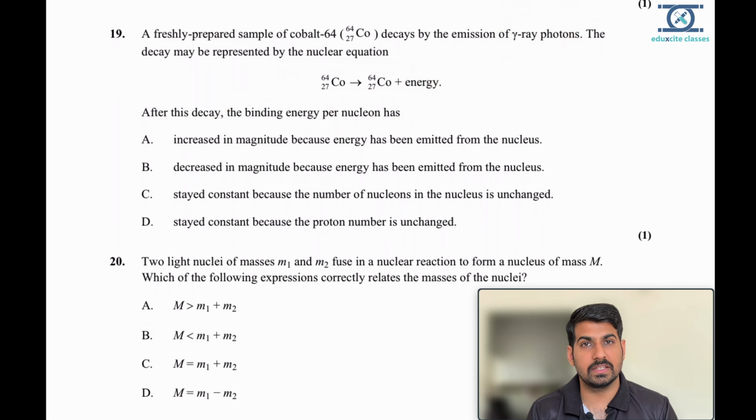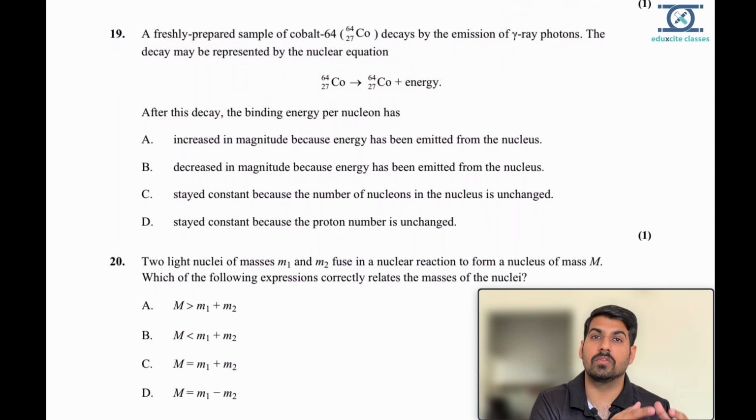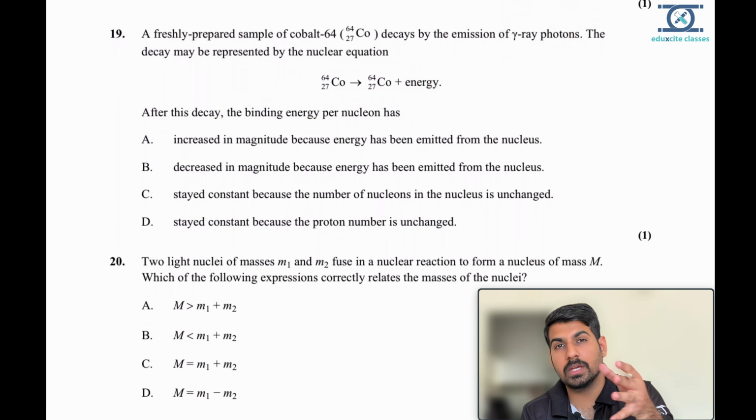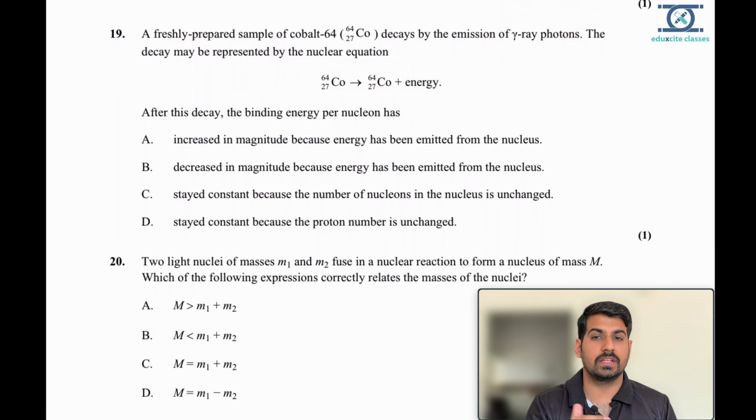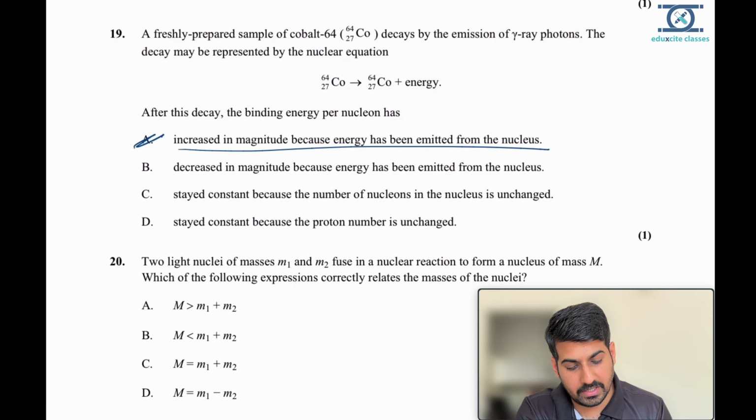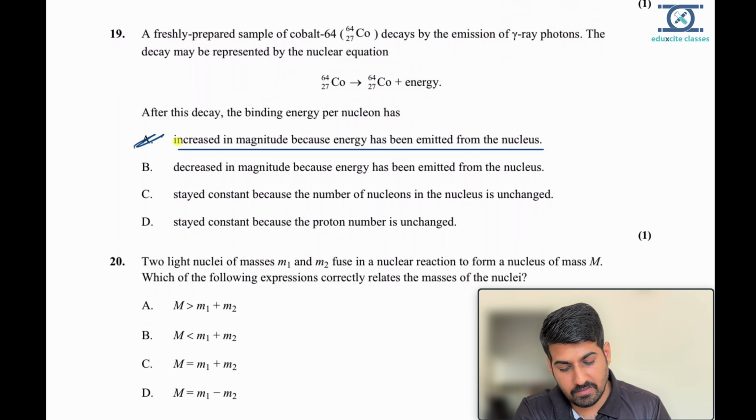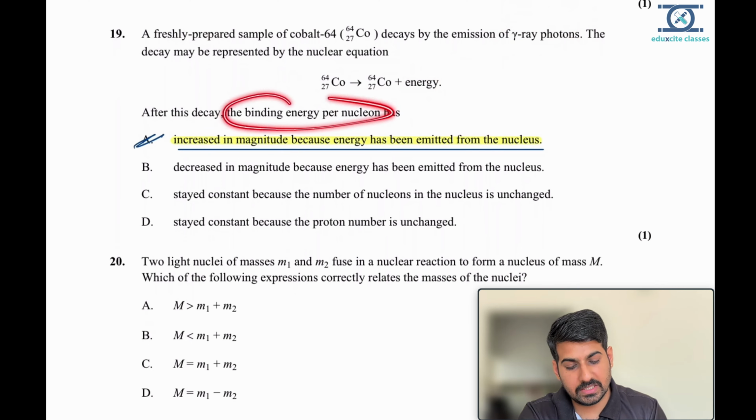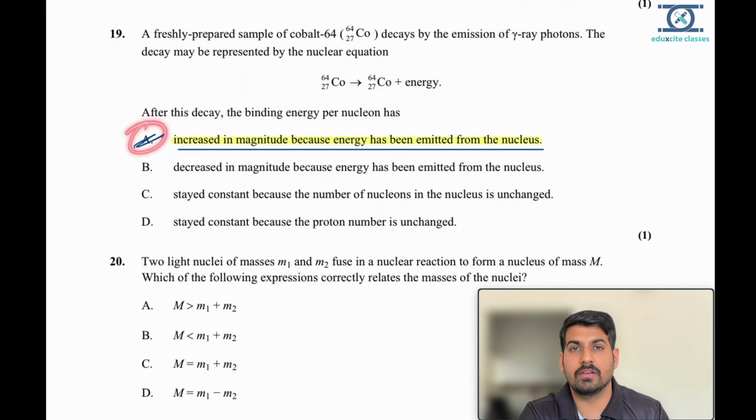It's very conceptual, guys. Listen very carefully. I'm saying it once again. Gamma ray, if it is emitted in the form of energy, it is taking energy out. So gamma radiations are emitted in order to make the nucleus more stable. If the nucleus is becoming more stable, the binding energy will increase. So you can say there is an increase in magnitude because the energy has been emitted from the nucleus. So option A will be the right answer for this question. It is asking you the binding energy per nucleon has increased, not decreased. It will not stay constant. So option A will be the right answer.